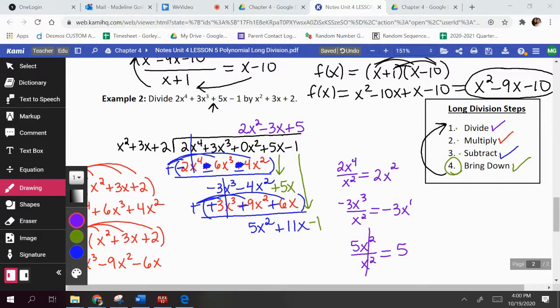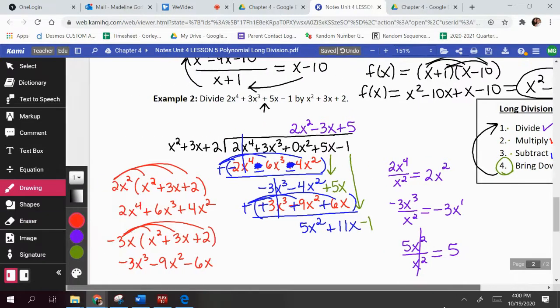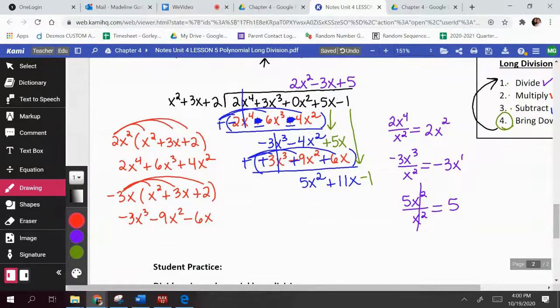Okay. Then I multiply. Again, when I multiply what I just got from the division by the entire divisor. Okay, so I'm going to multiply 5 by that trinomial out front. 5 times x squared plus 3x plus 2. So I get 5x squared plus 15x plus 10.